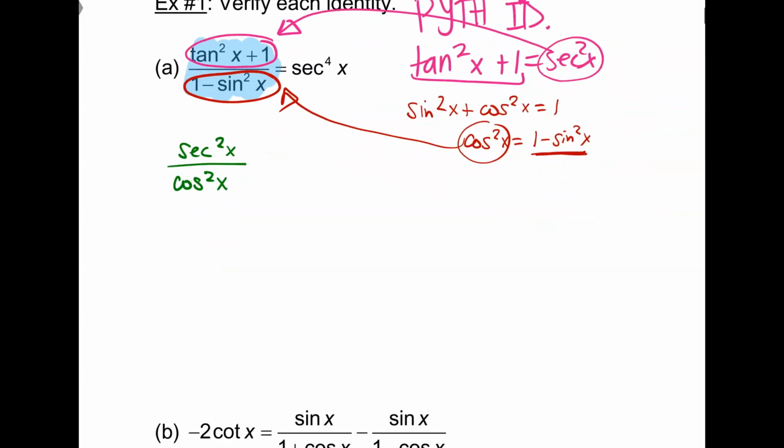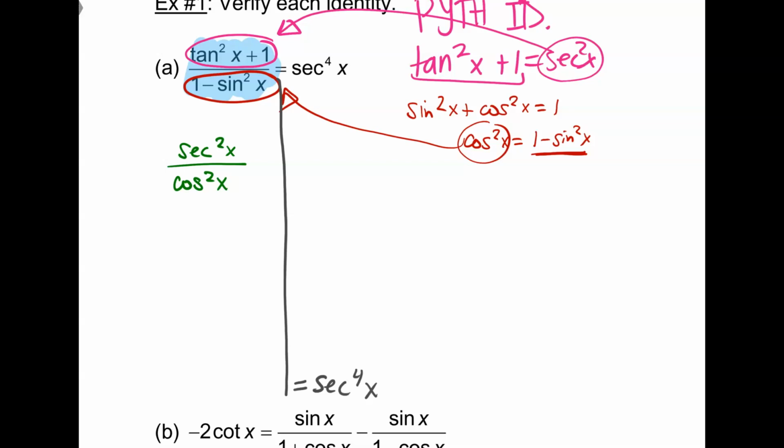And I should probably be specific. Since we're verifying, I draw a line, and at the end, my goal is to make the left side equal the right side, and the right side is secant of x to the 4th power. So somehow we're going to work on the left side and keep moving it until it is equal to that. Okay, so right now, I have secant squared x on top. So I'm halfway there, right? I'm supposed to have secant to the 4th, and I have secant to the 2nd.